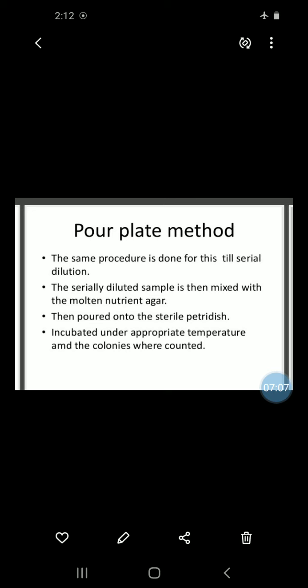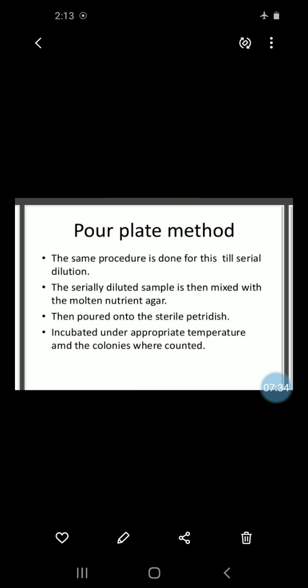Then these petri plates are incubated under appropriate temperature, and the colonies are counted. The same procedure is done for the serial dilutions. Then next, this serially diluted sample is mixed with molten nutrient agar, and it is poured onto the sterile petri plate.